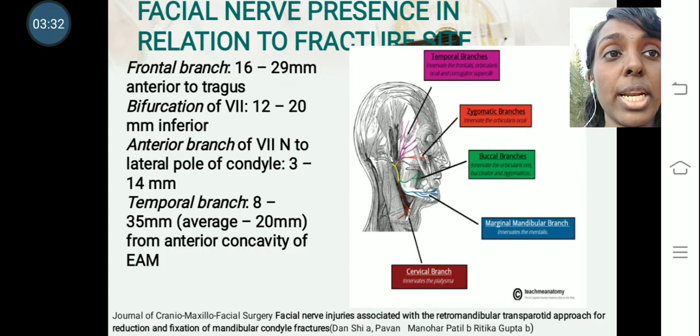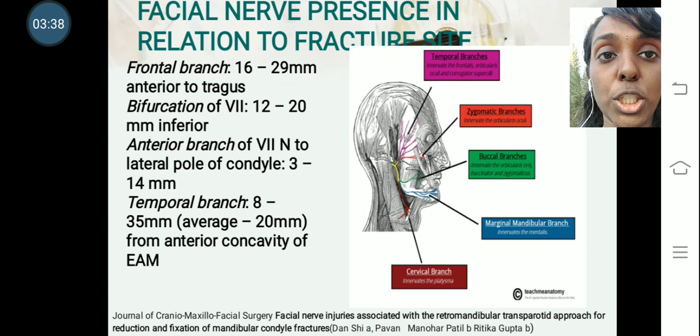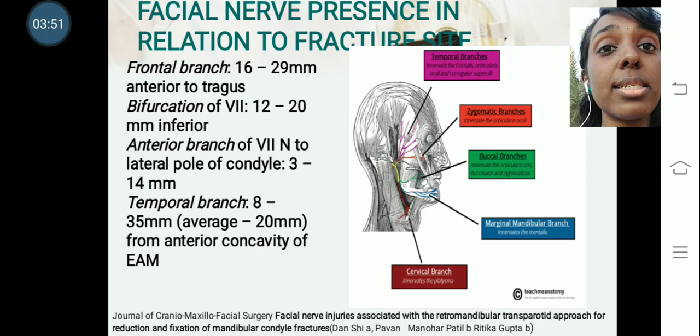The presence of the facial nerve in relation to the fracture site is very important. The bifurcation of the facial nerve is 12 to 20 mm inferior to the tragus, the frontal branch is 16 to 29 mm anterior to the tragus, the anterior branch of the facial nerve to the lateral pole of the condyle is 3 to 14 mm, and the temporal branch is 8 to 35 mm from the anterior concavity of the external acoustic meatus.